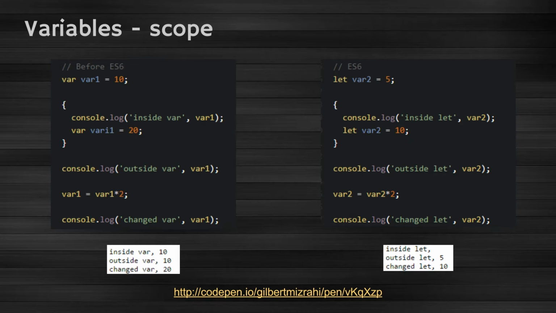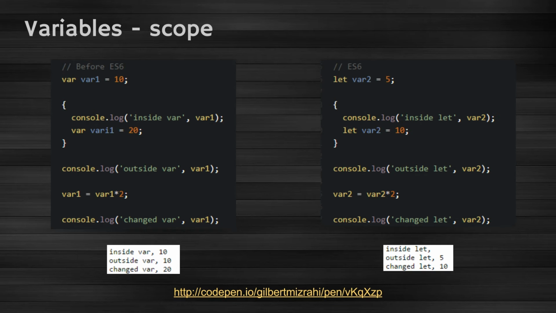And here with ES6, when I declare var2 using let, you can see that the first console log is not returning anything because it's inside the function. And then if I assign let var2 equal 10 inside that function, and I do another console log outside of it, it's getting the value from the global assignment, equal 5. So we can see a completely different scope than when using var.